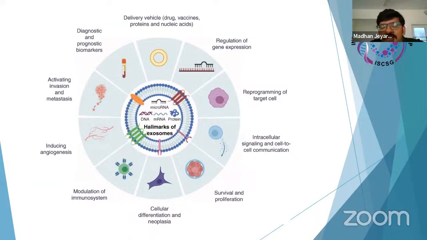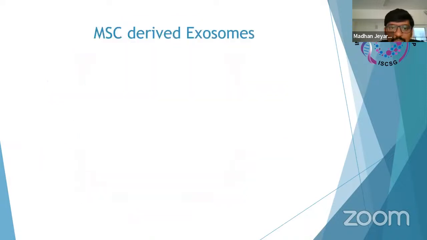It helps in cellular differentiation and is devoid of neoplasia. It has immunomodulation also, so it doesn't cause any immunogenicity. Among the main properties, it induces neoangiogenesis. And these exosomes can be used as diagnostic and prognostic biomarkers for all diseases, not only degenerative orthopedic disorders, but also cancers as well.